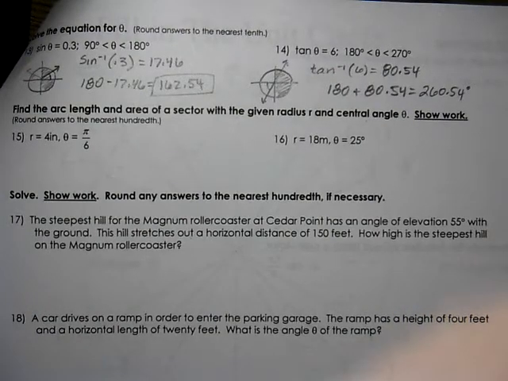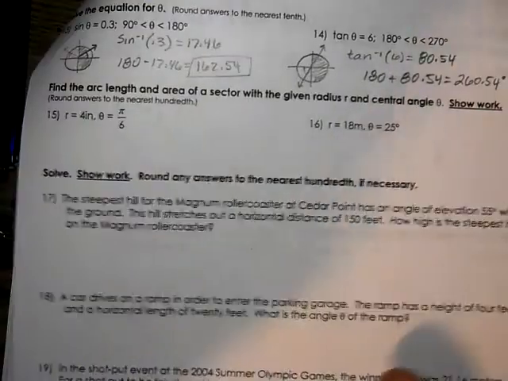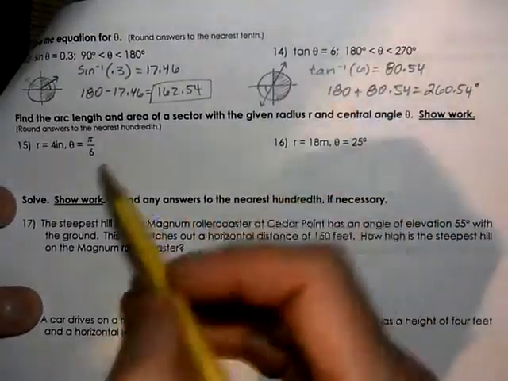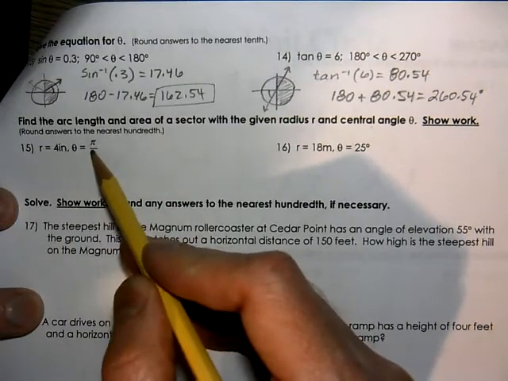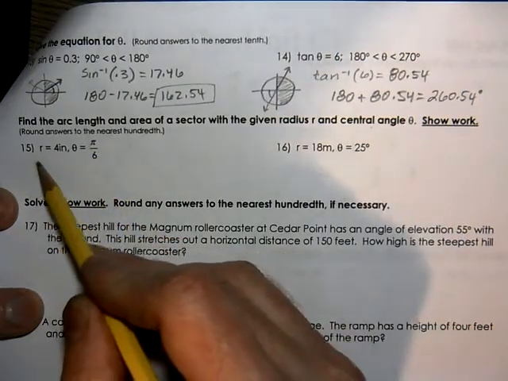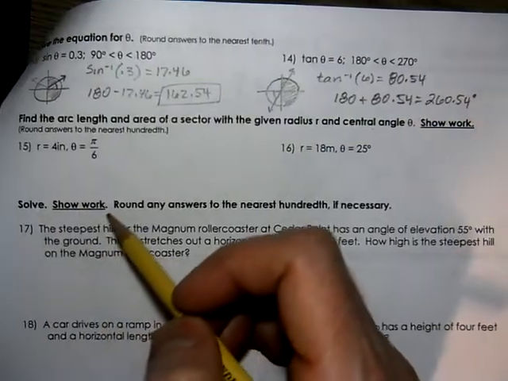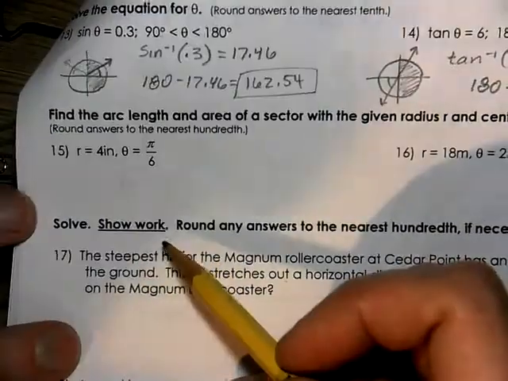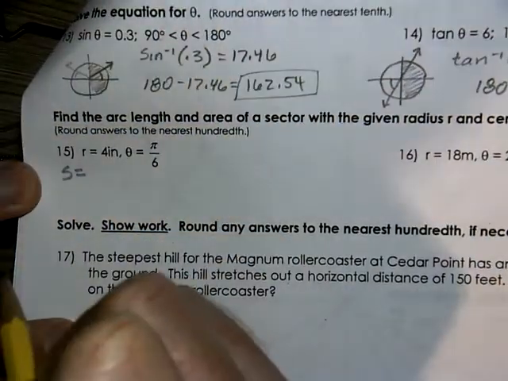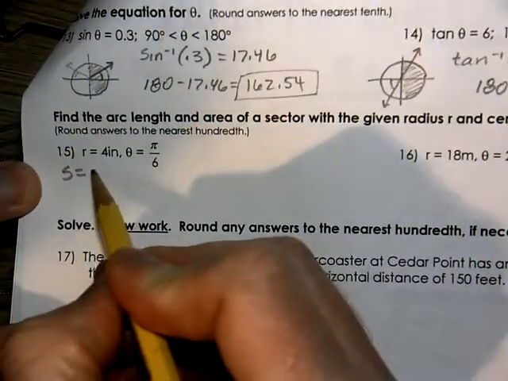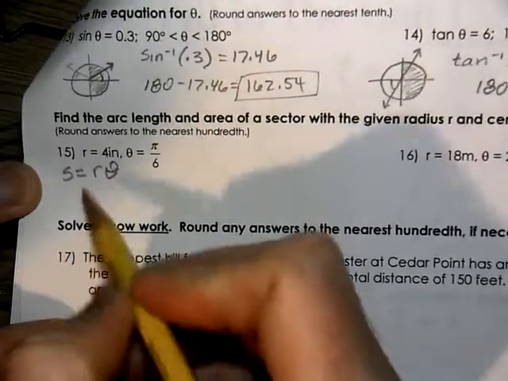To find the arc length and the area of the sector, we need to have the degree in radian. Very important that it's in radian. In this case, for number 15, it's already in radian. So we have our arc length, which is S, equals r theta.